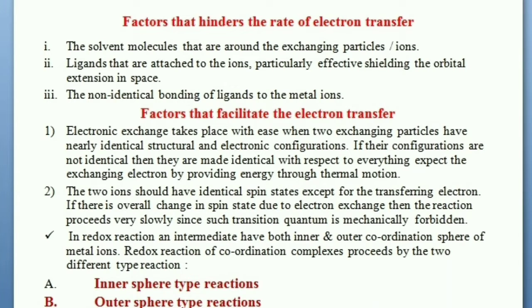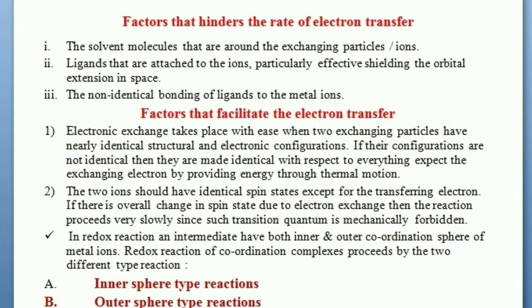Now come to the factors that facilitate the electron transfer. Electronic exchange takes place easily when the two exchanging particles have nearly identical structural and electronic configurations. If their configurations are non-identical, then they are made identical with respect to everything except the exchanging electrons by providing energy through thermal motion. The two ions should also have identical spin states except for the transferring electron. If there is an overall change in spin state due to electron exchange, then the reaction proceeds very slowly, since such a transition is quantum mechanically forbidden.